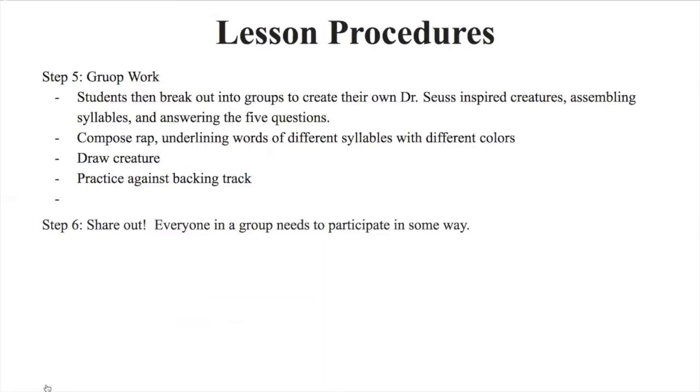Another step is underlining the words in different colors depending on how many syllables those words have. So one-syllable words would maybe be red, two would be blue, et cetera. You want them to have a visual component of this very crazy Dr. Seuss creature, and then we'd have them practice against a backing track.